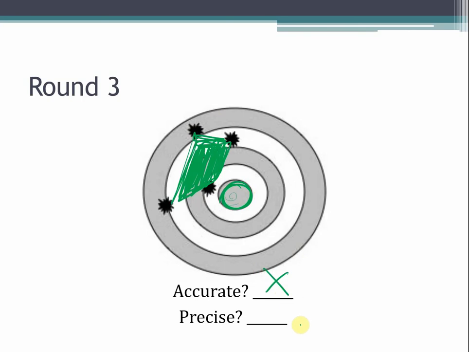It was not accurate. And because they're so spread out, they're so far apart, it's pretty clear we were not doing this the same way every time. This is not precise either. This is sort of a worst case scenario. It's not precise, it's not accurate, we were wrong, and we weren't even wrong in the same way every time. This is really less than ideal.